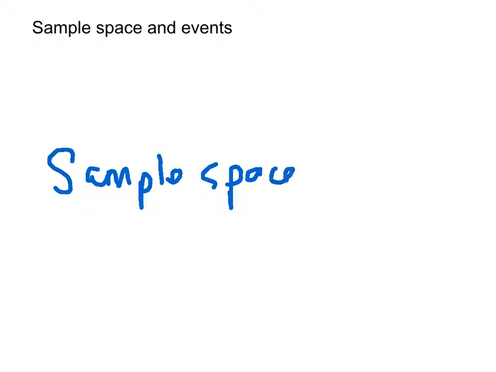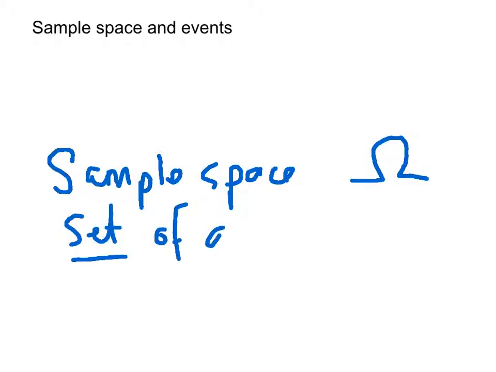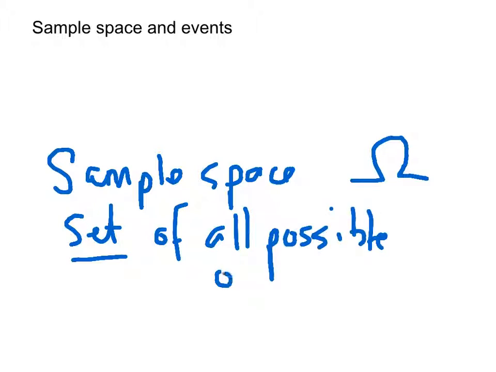So the first term we need is the idea of a sample space, and I will use the Greek capital letter omega to denote a sample space. What's a sample space? A sample space is a set of all possible outcomes for some, what we're going to call, statistical experiment that we carry out.